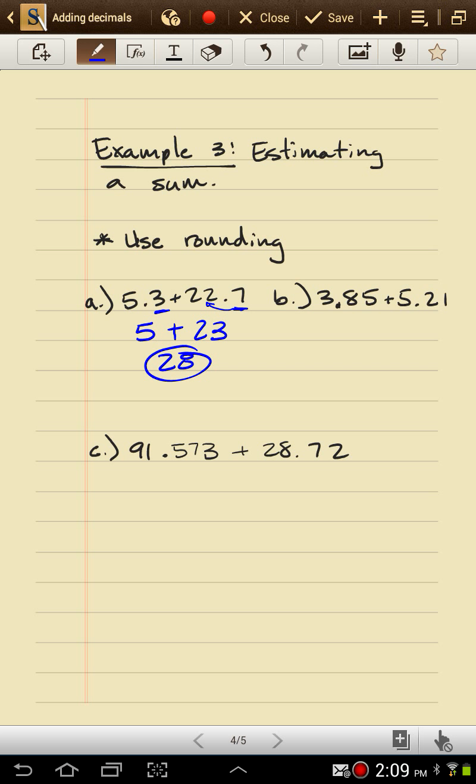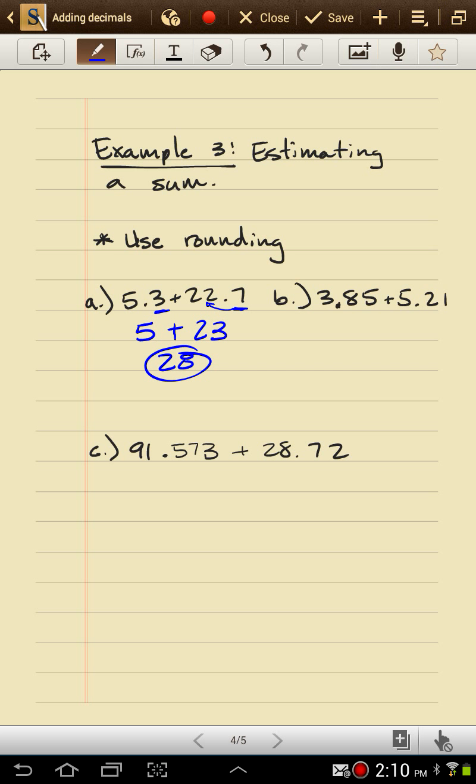Okay, let's try B. 3.85 plus 5.21. Kind of hard to do in your head, especially if you're trying to visualize. Let's round them. Now, when you get to decimals, you could round this to maybe the nearest tenth or the nearest whole number. Depends on how exact you want it to be. So I'd say, all right, let's just round it to the nearest whole number. That's good enough for me.